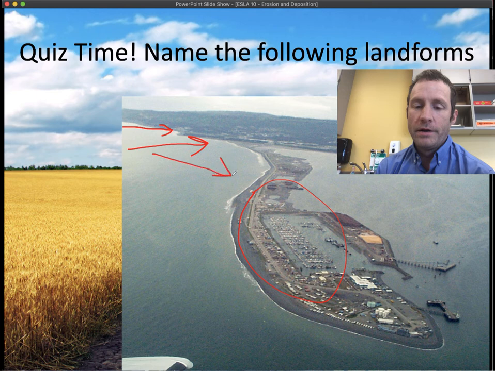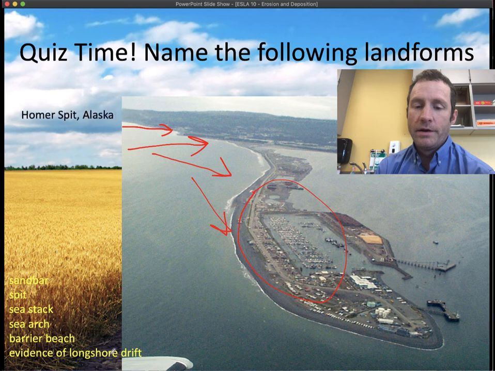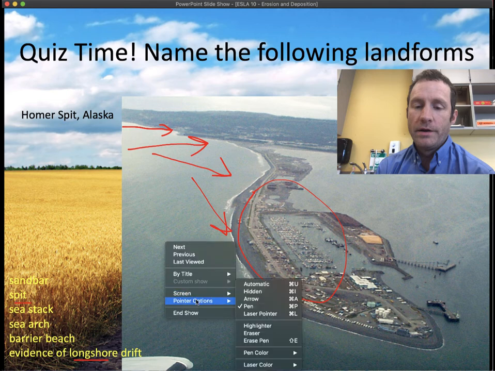These are the different options we basically have right now. It's creating a spit, and this is called Homer Spit in Alaska, a sand spit produced by longshore drift. So it is evidence of longshore drift also, as the sand has been moved from its original location.